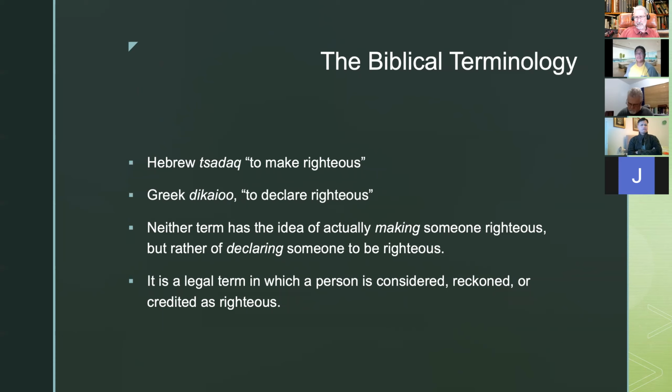There's a significant amount of modern controversy over the nature of justification. Obviously, Roman Catholics believe that it's not a legal term at all. It's a description of the sanctification process. Arminians believe that the justification is a reward at the end of life for a lifetime of making the right decisions. So it is, again, a kind of process, but on a different level.